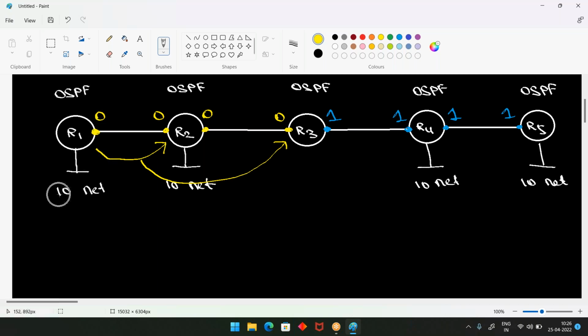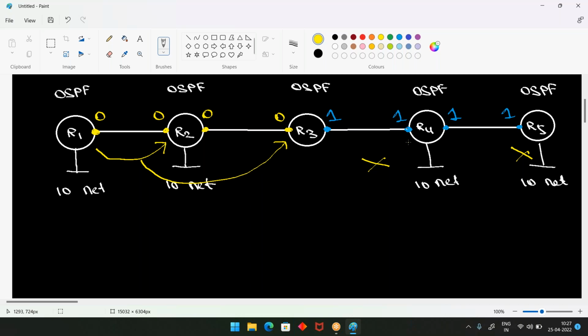But R1 router will not share their networks information to the R4 and R5 routers this time. Why? Because R1 belongs to area 0, but R4 and R5 belong to area 1. They are in different areas, so by default R1 will not share its networks information to the area 1 routers.